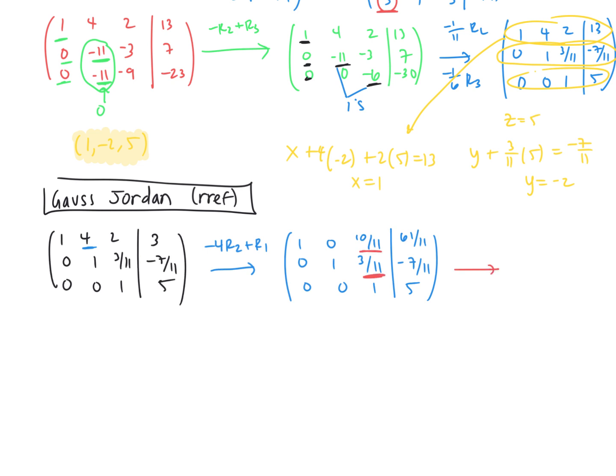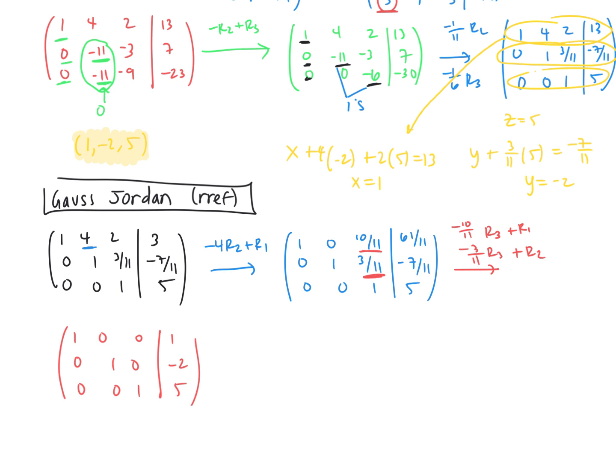And so the way that I'm going to do that is by using the third row. So I'm going to take that third row and multiply it by negative 10 over 11 and add it to the first row. Likewise, I'm going to take that third row, multiply it by negative 3 over 11, and add it to the second row. So when I do all of that, I'm going to end up with 1, 0, 0, and then a 1, 0, 1, 0, and a negative 2, and of course, my last row is unchanged.